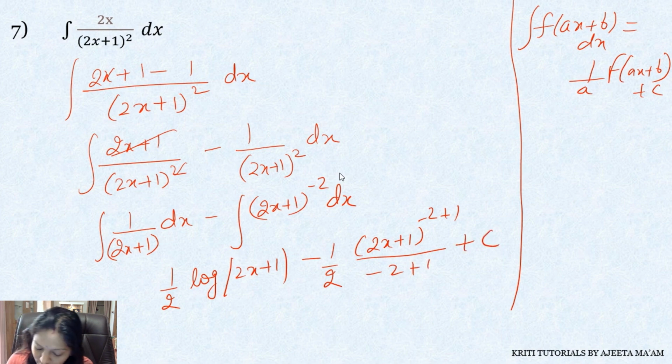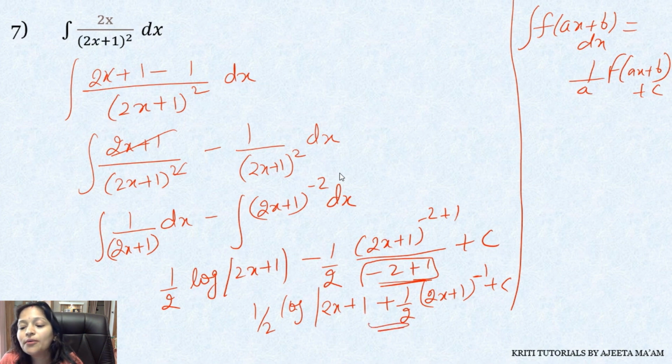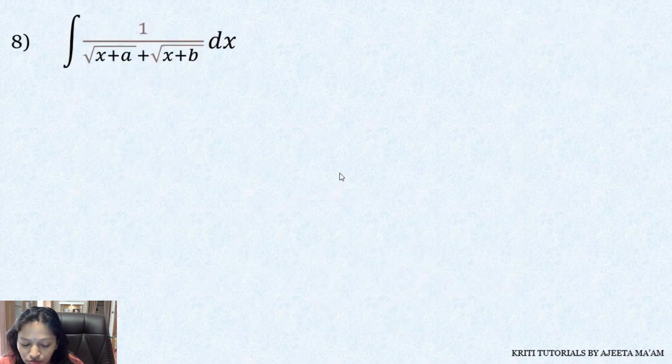Yes, your answer. So if I simplify it a little bit, I get 1 upon 2 log of 2x plus 1 minus minus plus, right? Minus 1 will come from here. So minus is already there. So plus 1 by 2, 2x plus 1 raised to minus 1. So this is our answer in the simplified form. Just check everyone. Clear? Okay, let's move on to the next.